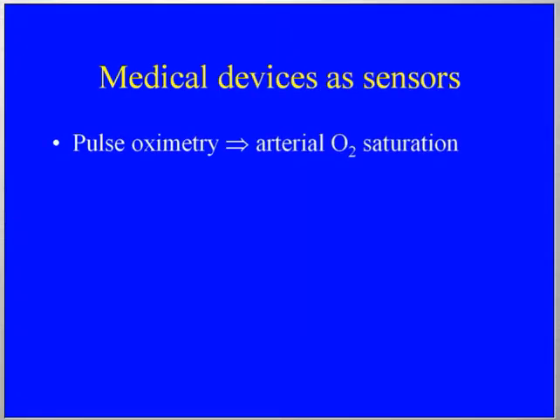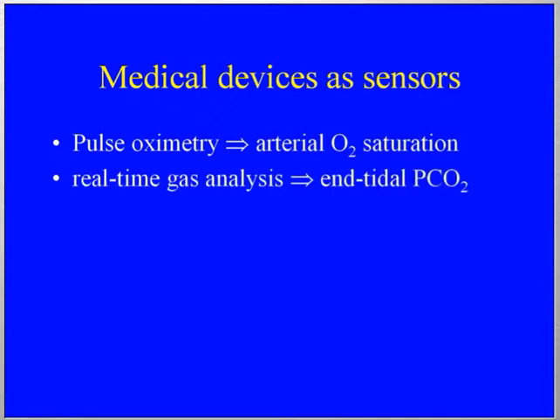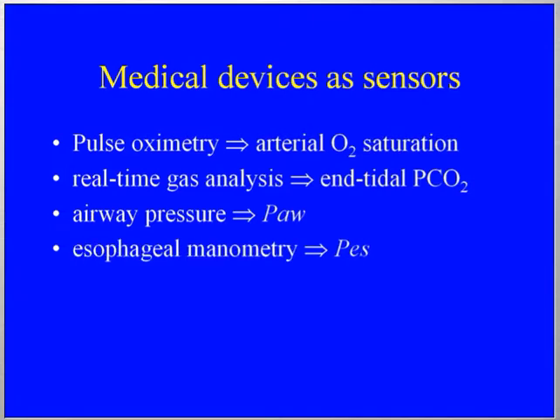Let's talk about medical devices as sensors, because this is an important thing. If we are going to have automatic control of ventilation, we've got to have some machines that are sensing what's going on and feeding back relevant information to a computer algorithm. So obviously you have pulse oximetry, which could give you arterial oxygen saturation. You could have real-time gas analysis at the endotracheal tube, measuring in particular something like end-tidal PCO2. And you can have airway pressure, obviously, as a measure of when you should terminate the breath.